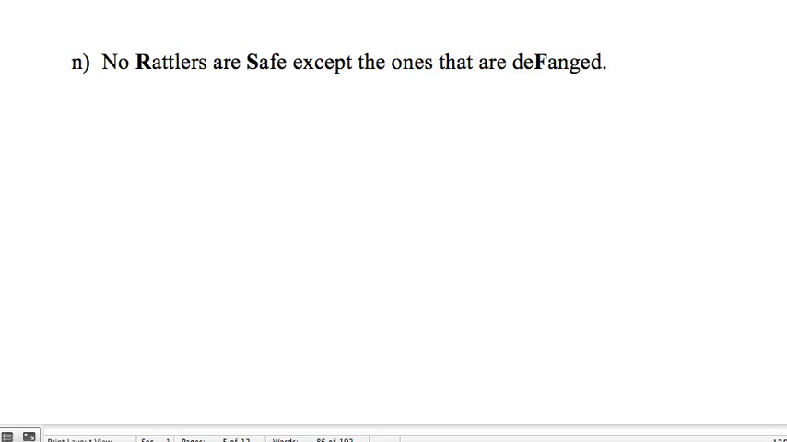Well, it's a statement about all rattlers. So if X is a rattler, what are we being told about X? Remember how the except works. The except is like an exclusive or in some ways. Though we don't use a connective for exclusive or, what we have to keep in mind is dividing things into two non-overlapping groups. So if you're a rattler, you're safe if and only if you're defanged.